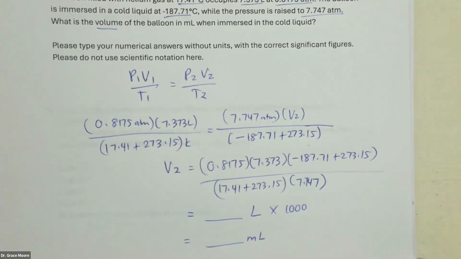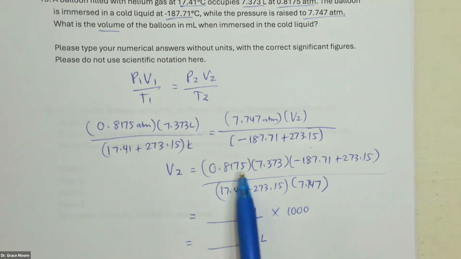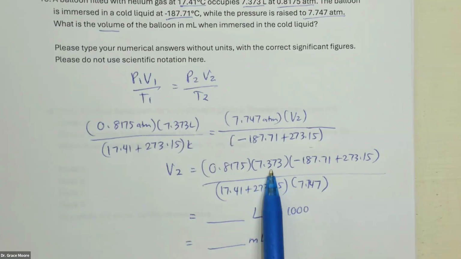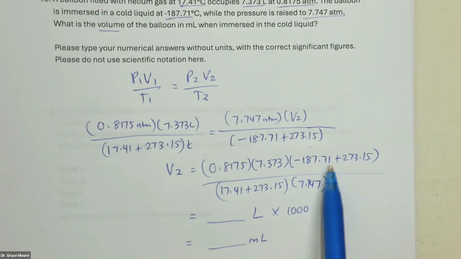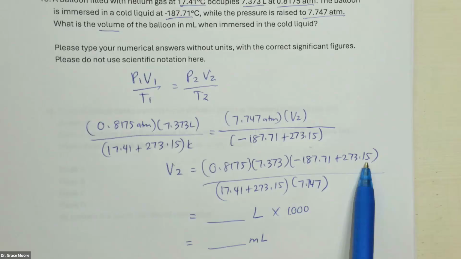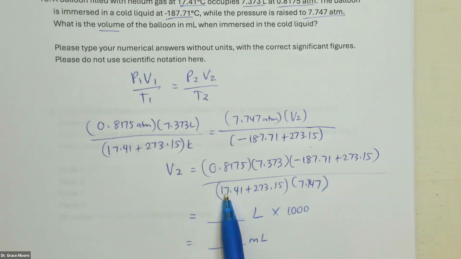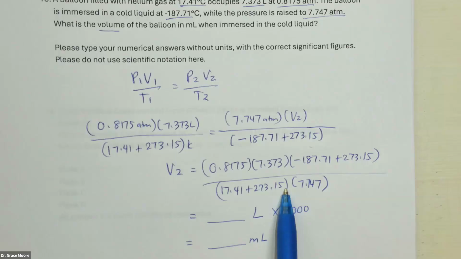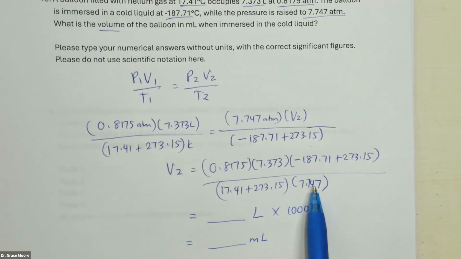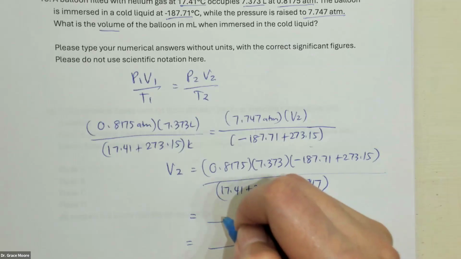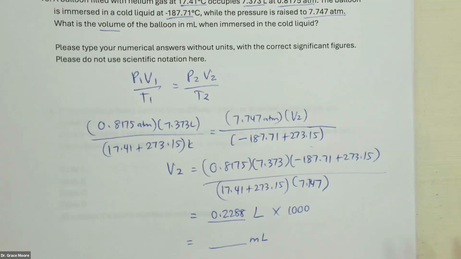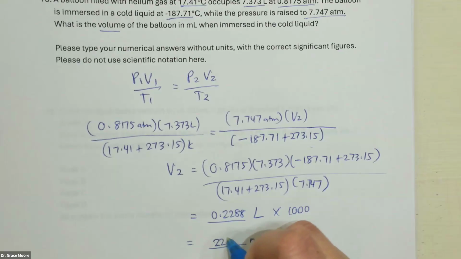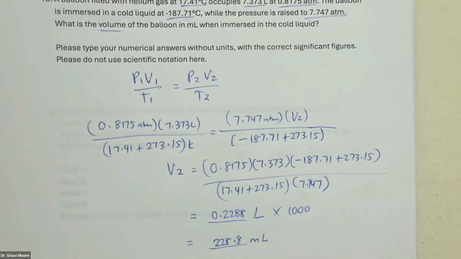So if you put this in your calculator, you take 0.8175 times 7.373 times the addition of negative 187.71 plus 273.15. And then you divide by the total of 17.41 plus 273.15. And then you divide that again by 7.747. You should get 0.2288. And times 1,000, you get 228.8 milliliters.